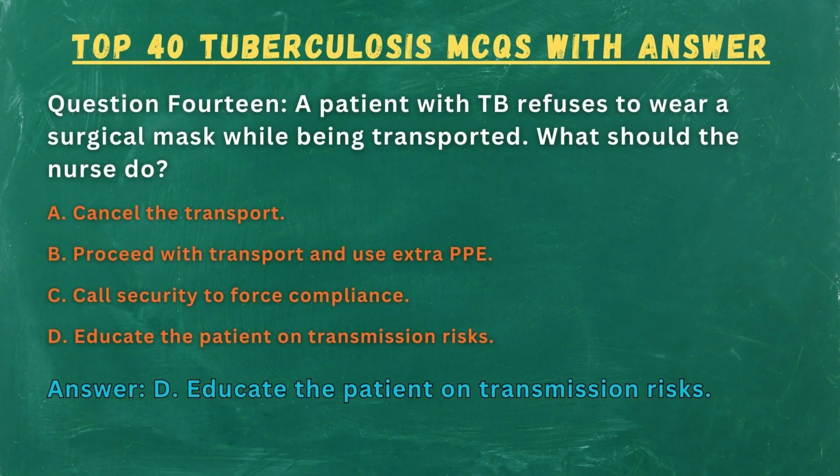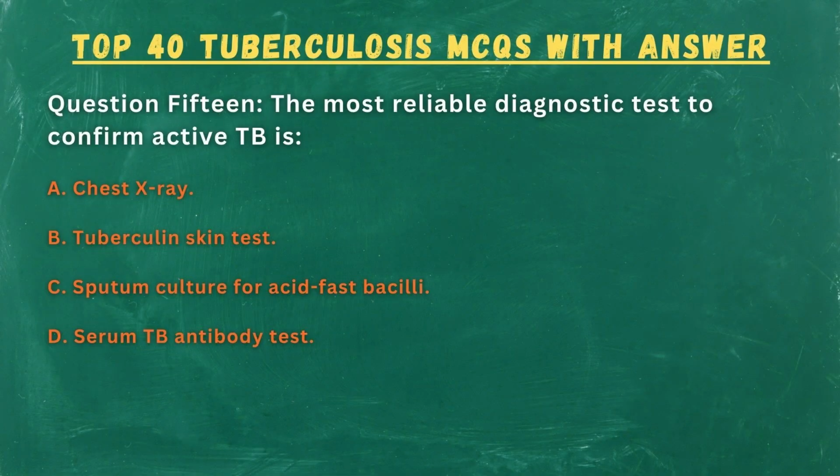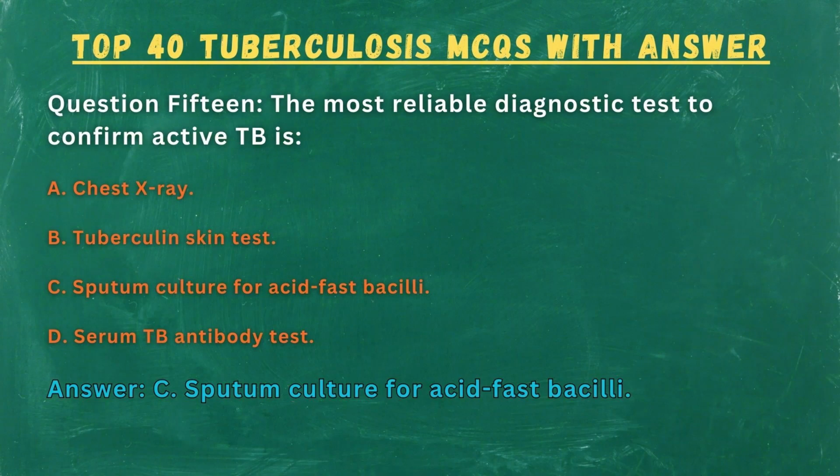Answer. D. Educate the patient on transmission risks. Question 15. The most reliable diagnostic test to confirm active TB is A. Chest X-ray. B. Tuberculin skin test. C. Sputum culture for acid-fast bacilli. D. Serum TB antibody test. Answer. C. Sputum culture for acid-fast bacilli.